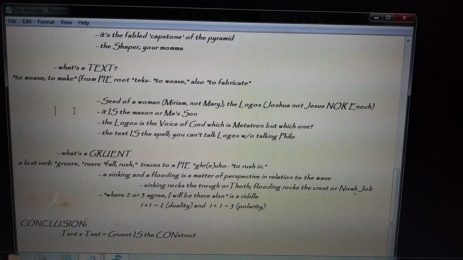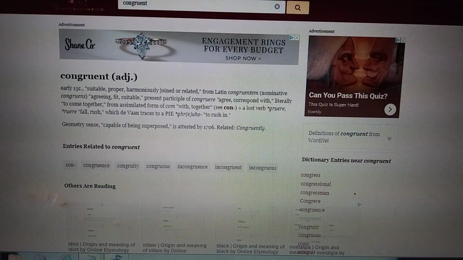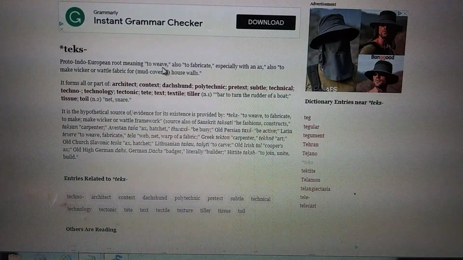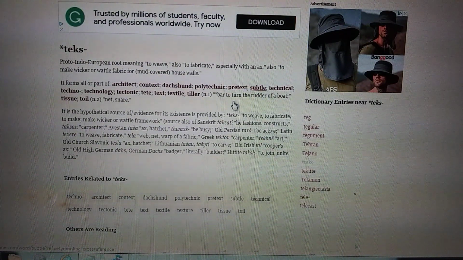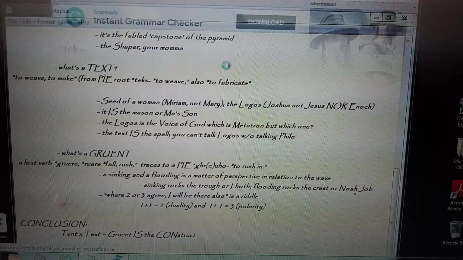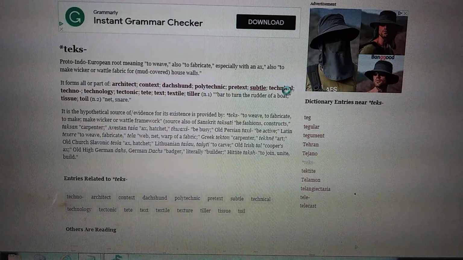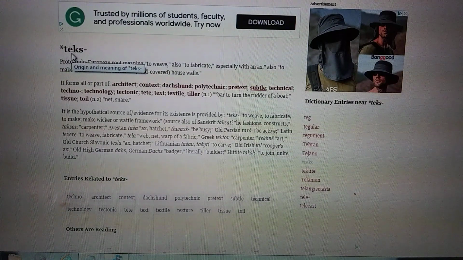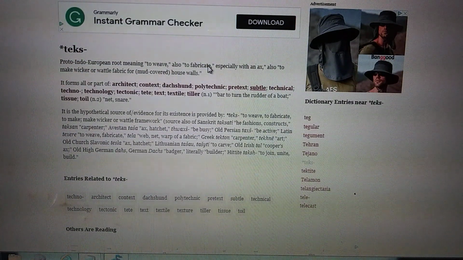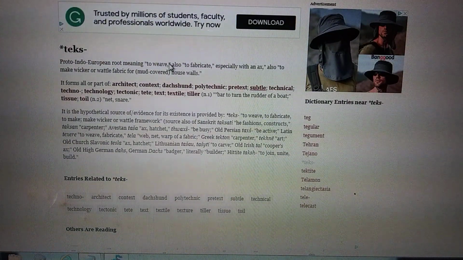All right. So, but we're talking text. We are talking text, right? We are talking text to weave, to fabricate. Subtle. Go back and read who was subtle, right? So when you're talking about the beast was subtle, he did what? He used text to what? Fabricate.